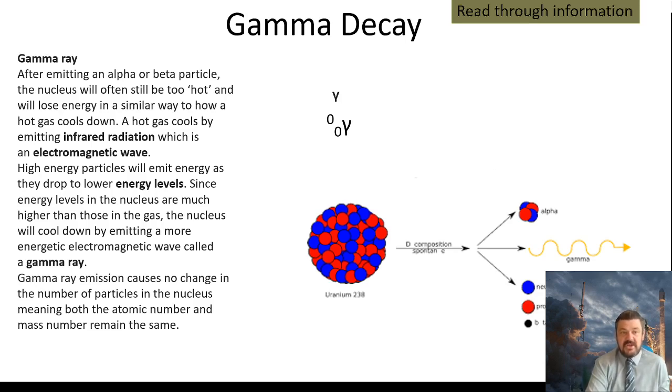Gamma ray emission causes no change in the number of particles in the nucleus, meaning both the atomic number and the mass number remain the same. Any atom that goes through any kind of decay will also emit gamma radiation. It does nothing to the atom, it's just getting rid of the excess energy. It can be written in one of the following ways. We can write it as a strange y, this is the symbol for gamma, or we can put some numbers to it, but they will be 0 and 0 because it changes nothing in the nucleus of the atom. And again, this is the symbol for gamma. If we looked at a uranium atom again, we've got alpha decay, gamma decay, and we've got our key there.